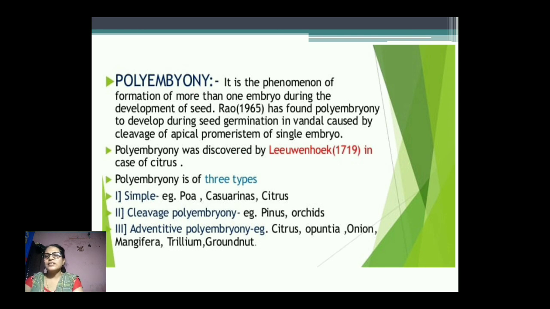Rao in 1965 found polyembryony to develop during seed germination, caused by cleavage of the apical promeristem of a single embryo. Polyembryony is of three types. Number one is simple, example Poa, citrus. Number two, cleavage polyembryony, example Pinus, orchid. And adventitive polyembryony, example citrus, opuntia, onion, etc.